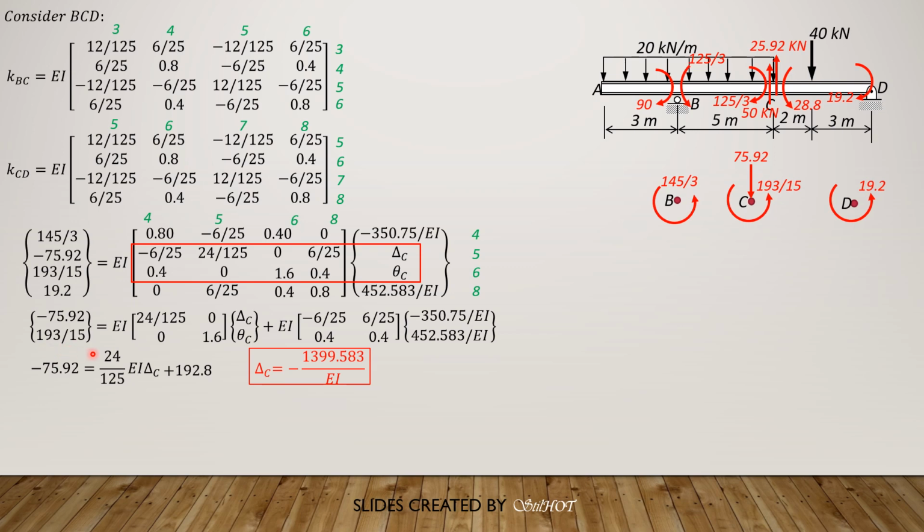Then 193 over 15 equals EI times 1.6 theta C, then 0.4 times negative 350.75 plus 0.4 times 452.583 over EI, which is 40.7332 over EI. Then combining on the left side, you will have theta C equal to negative 17.417 over EI, just like before. So that's it.